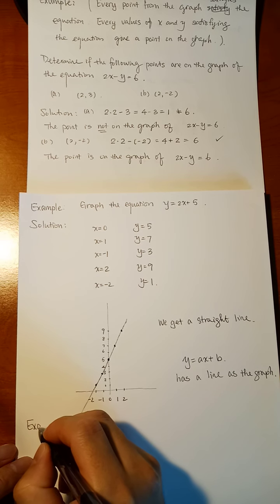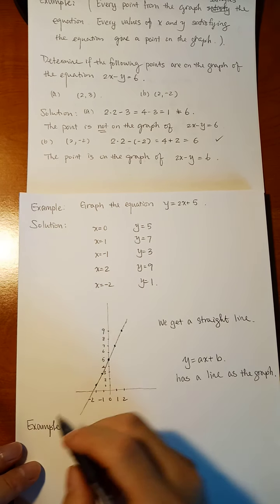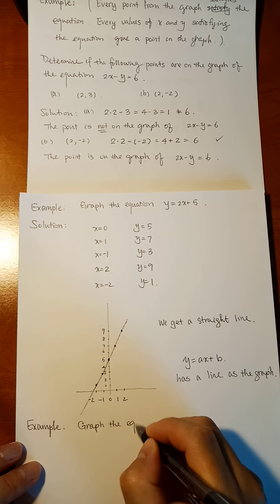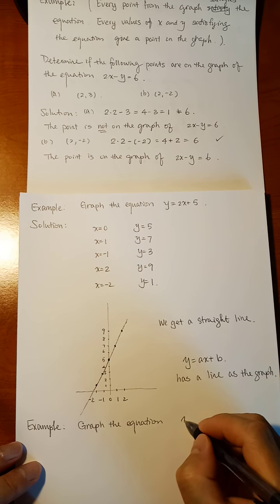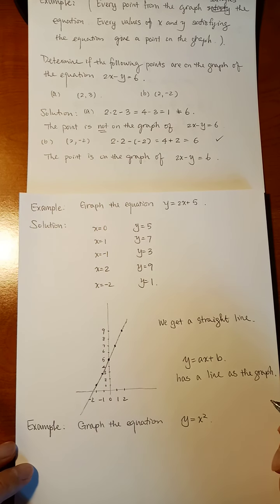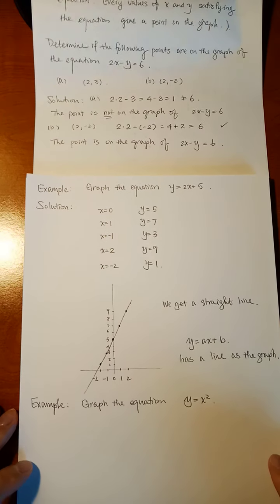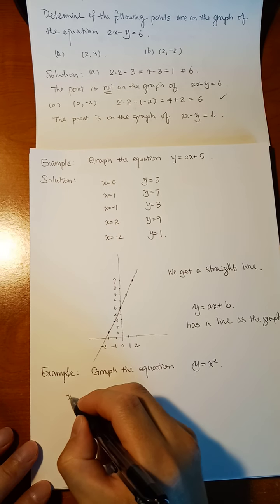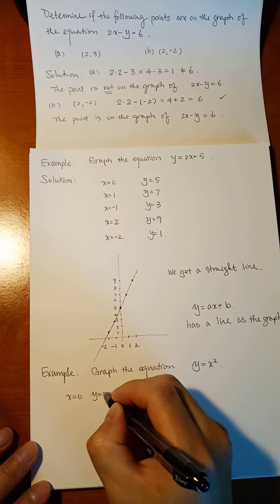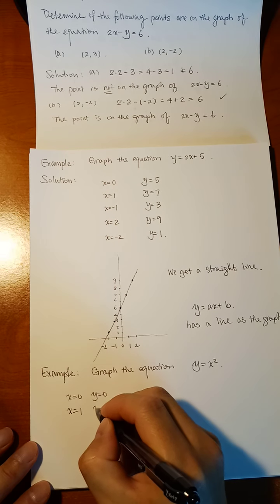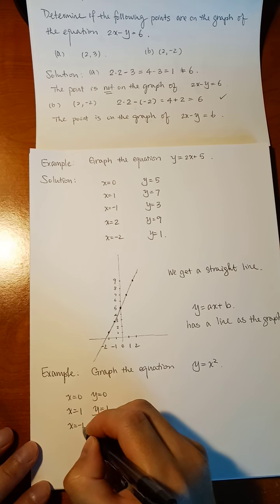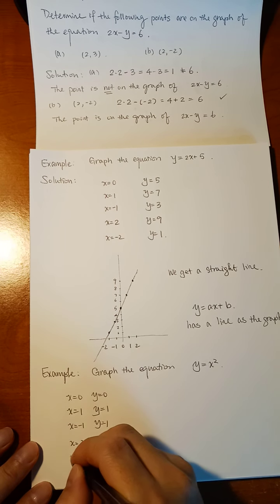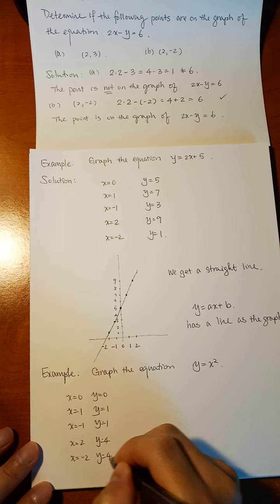Second, let's graph the equation y equal to x squared. Well, we will do similar stuff like this. X is 0, y is 0. X is 1, y is 1. X is negative 1, because it's squared, y is still 1. X is 2, y is 4. X is negative 2, y is still 4.